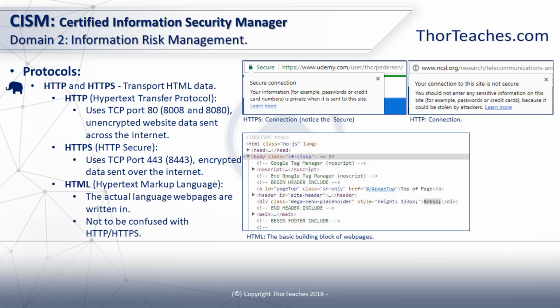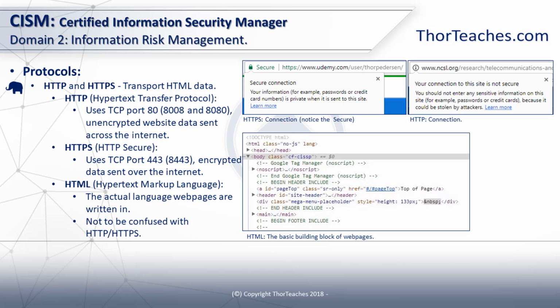And HTTPS just stands for HTTP Secure. It uses port 443, or it can alternatively be programmed to use port 8443. It encrypts all the data we send over the internet. And the data it sends is HTML. Where HTTP is the transfer protocol, HTML is Hypertext Markup Language. That's the actual language the websites are written in. Don't confuse the two.